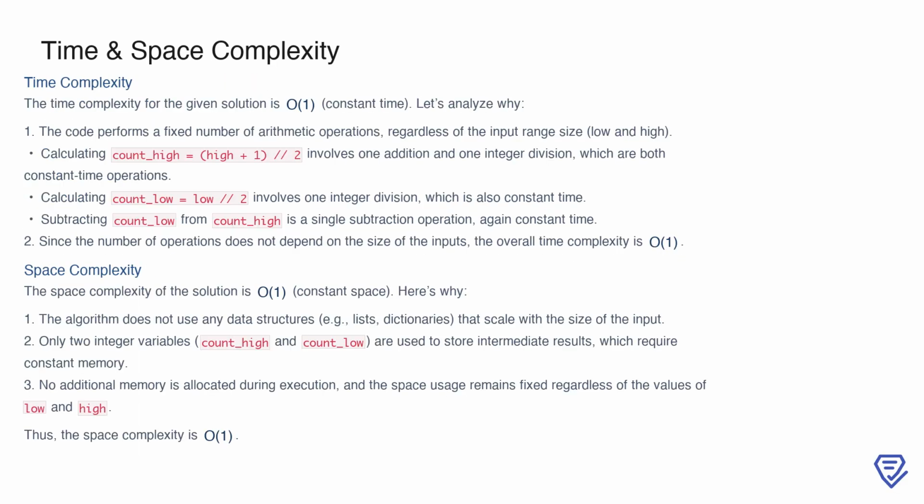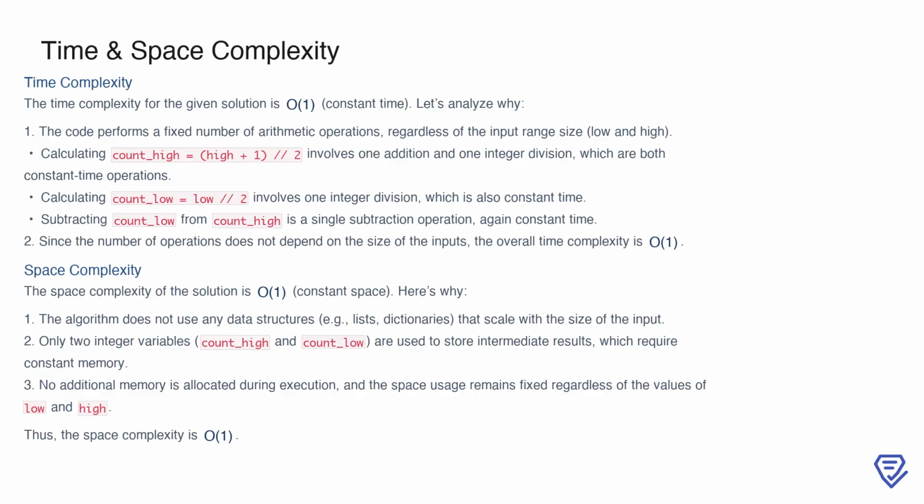The time complexity of the solution is O(1), which means it runs in constant time regardless of the size of the input range. This is because the algorithm performs a fixed number of arithmetic operations. Specifically, calculating count_high involves adding 1 to high and performing integer division, both of which are constant time operations. Similarly, calculating count_low is just an integer division, and subtracting count_low from count_high is a single subtraction operation. Since none of these operations depend on the size of the input range, the overall time complexity remains O(1).